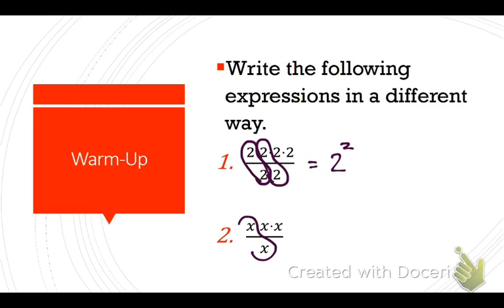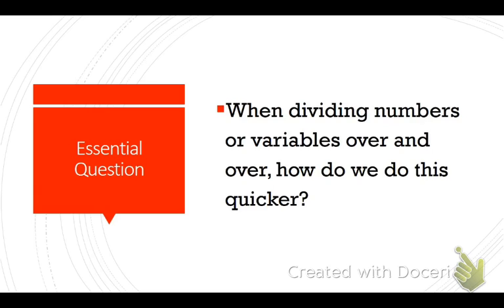So if I have 3 things being multiplied on top and one thing that's the same base on the bottom, it turns out to be just x to the second. We're going to keep this in mind. So when we're dividing numbers or variables over and over, how do we do this quicker?